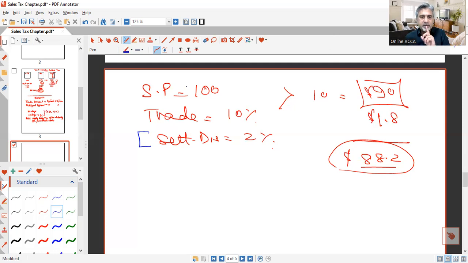Yeah, correct, 2% of 90. So I assume that you will come in and you will pay me 88.2 after deducting this 2% of $90. So on 88.2, if my sales tax is 20%, I should apply 20% of 88.2. This is what we say about the treatment of sales tax and discounts.